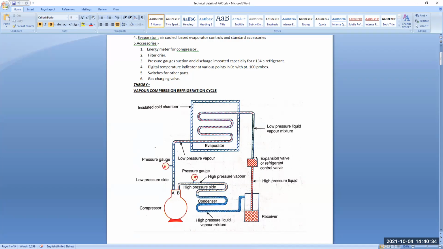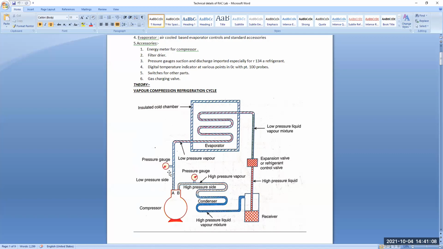Next, what happens after it is expanded? Its pressure becomes low. So from the outlet of the expansion valve starts the low pressure side, and it goes through the evaporator itself and then comes back to the inlet of the compressor. From the outlet of the expansion valve to the inlet of the compressor is called the low pressure side, and from the outlet of the compressor to the inlet of the expansion valve is defined as the high pressure side.